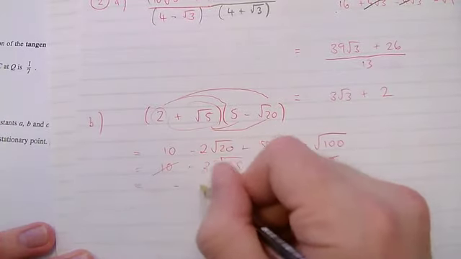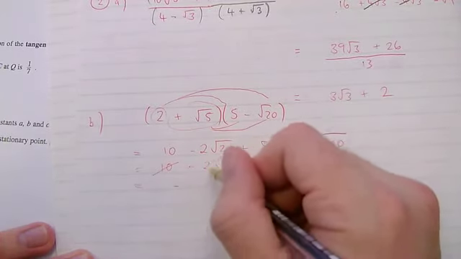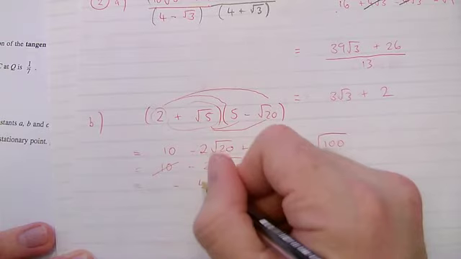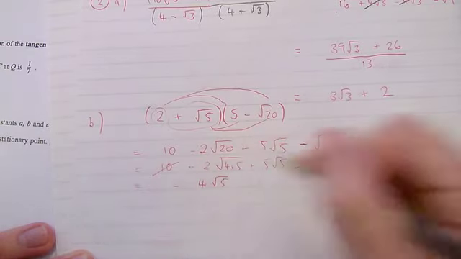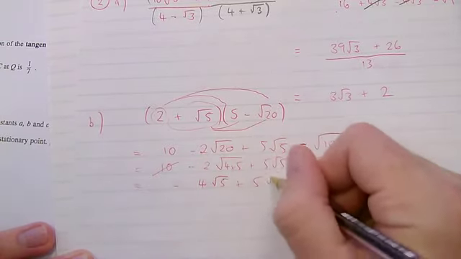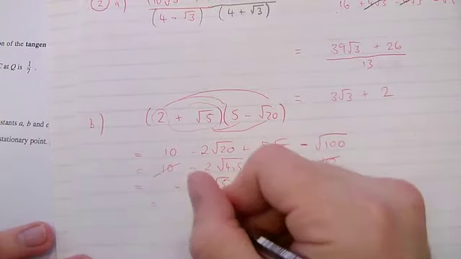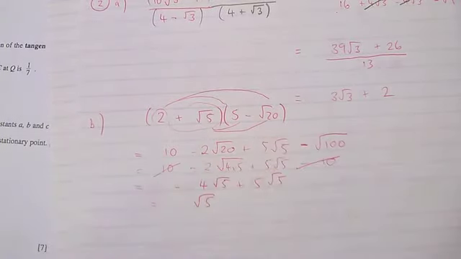And then I'm going to have minus 2. Now, the square root of 4 is 2, and this 2 here multiplies that. So the root of 4 being 2, 2 times 2 is going to be minus 4, and then root 5. And I'm going to have plus 5 root 5. Then minus 4 plus 5 is just positive 1, or just root 5. Okay?